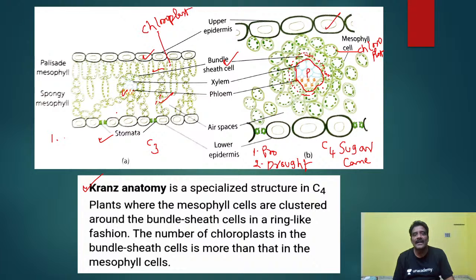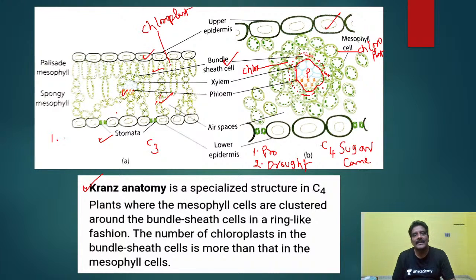This bundle sheath cell also consists of what? Chloroplast here. Here you see, this is the chloroplast. This is a chloroplast of the bundle sheath cell, and this is the chloroplast of the mesophyll cells. What you should remember is that in the bundle sheath cell and also in mesophyll cells, chloroplasts are present. In both types of cells, chloroplasts are present. Whereas in C3 plants, only one type of cell, the mesophyll cell, has chloroplasts. That is the difference here.